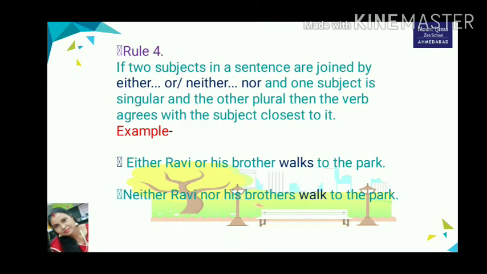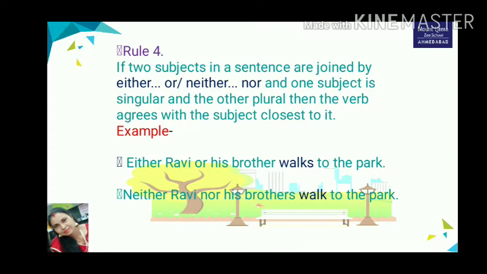Rule number 4: if two subjects in a sentence are joined by either or, neither nor, and one subject is singular and the other plural, then the verb agrees with the subject closest to it. Let's see an example. Either Ravi or his brother walks to the park. In this sentence, we are using either or, and we have two subjects, Ravi and brother. So, the nearest subject is brother and it is singular, that's why we are using the singular verb walks here.